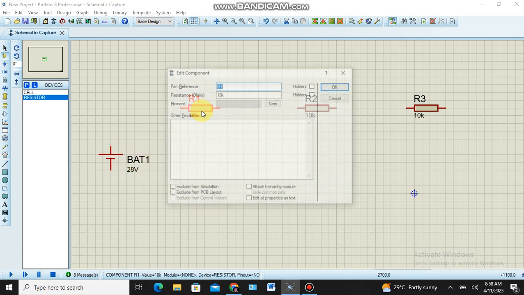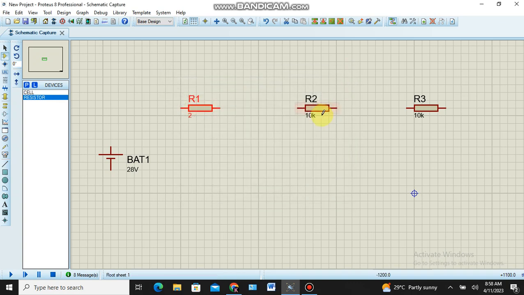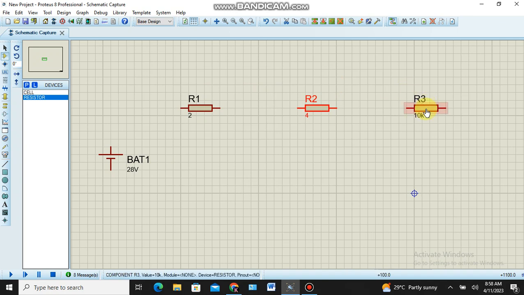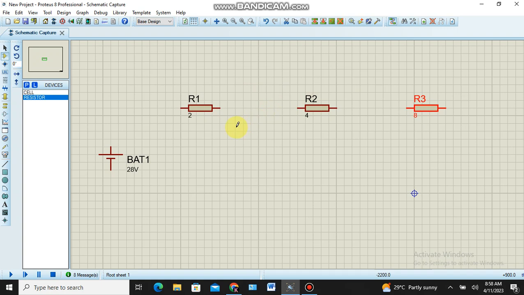So R1 I have to make only 2 ohm. Then only can we easily understand the voltage and current values. That's why I have to make simple values. Any value you can place. So easily I can teach you. I select the values accordingly. So I select R1 is 2 ohm, R2 is 4 ohm, R3 is 8 ohm.